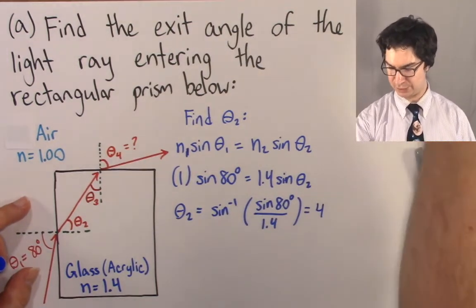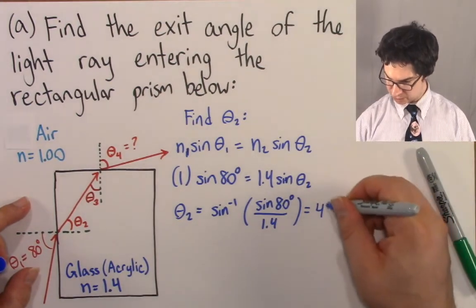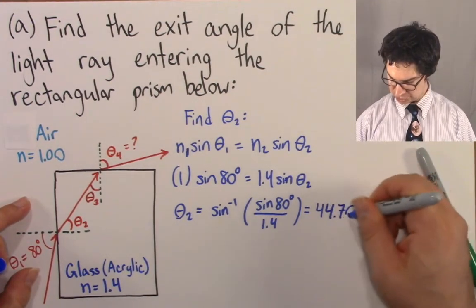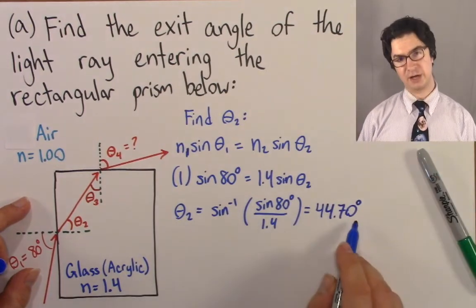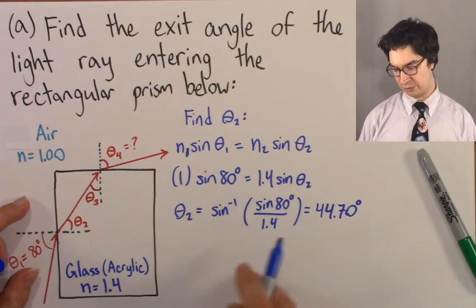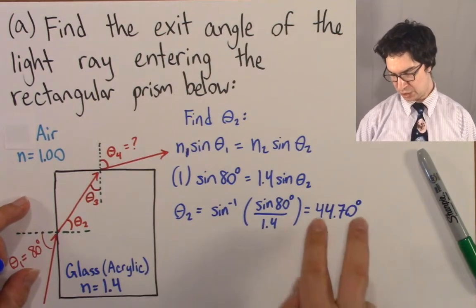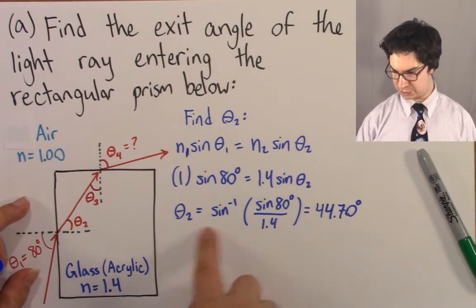Oh, I was looking at the wrong paper. We're going to get 44.70 degrees, that's correct. We're going to carry it out to 4 sig figs, just because with sine functions, you want to be really careful with sig figs because a little bit of difference with sig figs can affect your answer a lot. So we got 4 sig figs there for our theta 2.